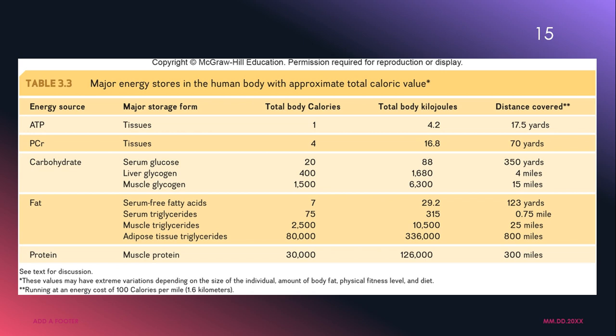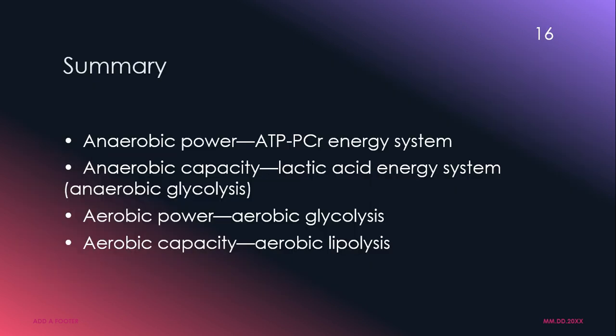The role of each of these energy stores during exercise is an important consideration. And in summary, the potential energy sources in the body include ATP and PCR, serum glucose, glycogen in the liver and muscle, serum free fatty acids, triglycerides in the muscles and in adipose tissue, and muscle protein.